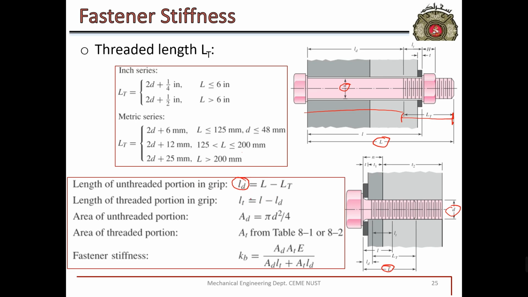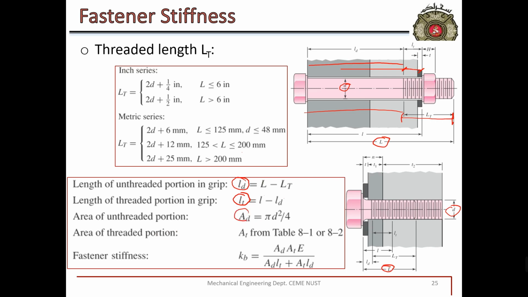So the remaining length within the grip, L minus LD, will give you the threaded portion in the grip. This is the unthreaded portion in the grip, and this remaining length will be the threaded portion in the grip. Sorry, this length to here. This length will be the unthreaded portion in the grip. Now we have all the values, threaded length and unthreaded length.